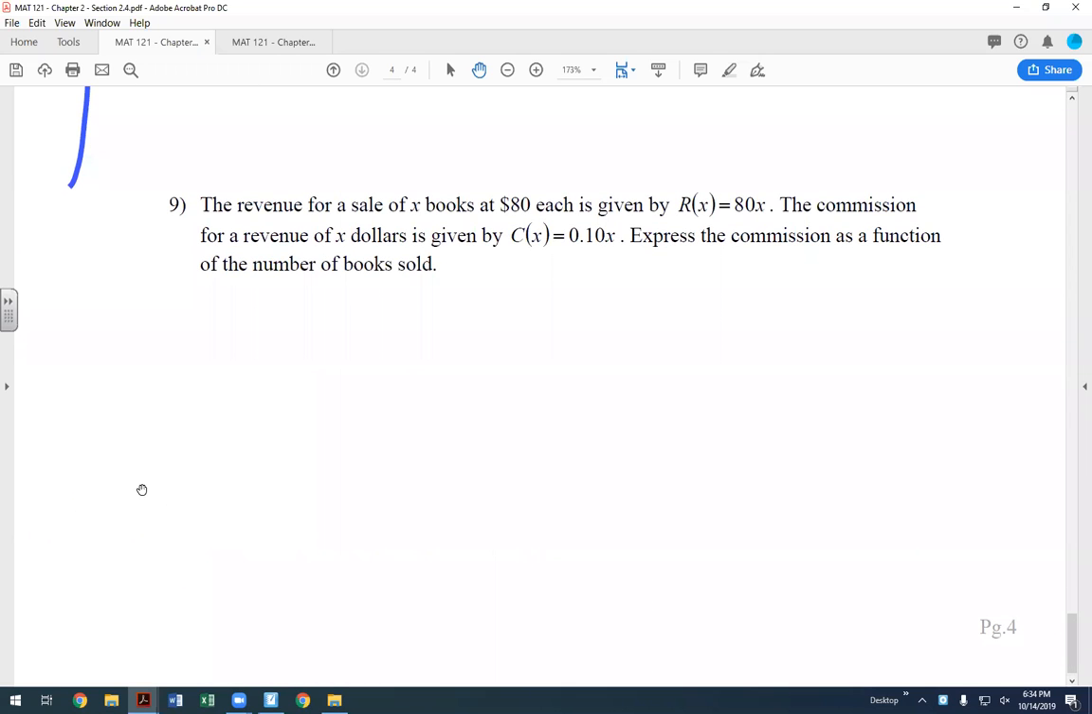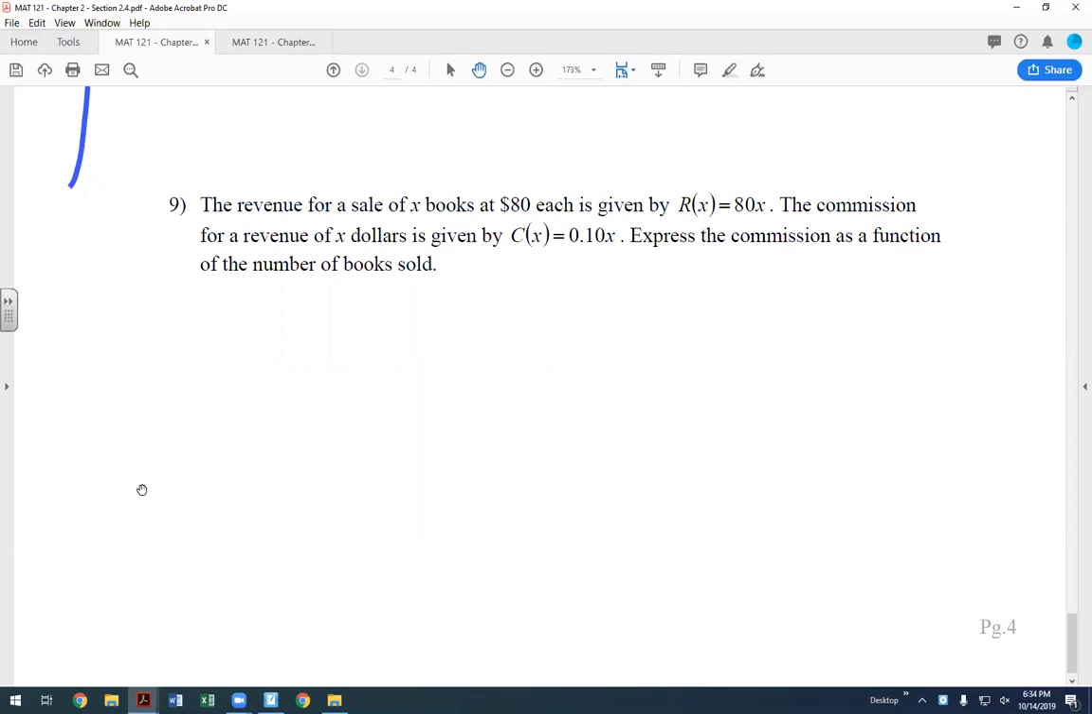Okay, here we're talking in terms of revenue and commission, I believe, yeah. So the revenue for a sale of X books at $80 each is given by the function R of X equals 80 times X, right? So for each book sold, the revenue that's coming in is $80, so that's 80 times the number of books sold. The commission for the revenue is given by the function C of X equals 0.10 times X. The difference is in the revenue function, the X represents the number of books. In the commission function, the X represents the dollar amount, right?